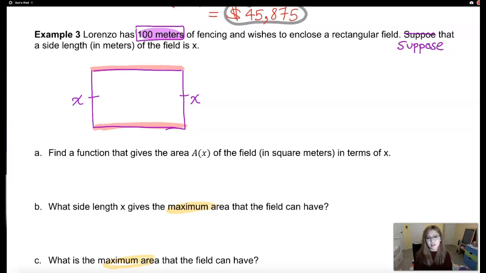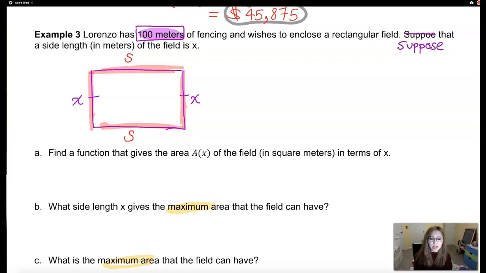So how about I temporarily call it something? My name is Sue, so I'm going to go ahead and call it S. I'll just call this side S for right now. If the top is S, the bottom is also S, right? Because it's a rectangle. Now, if Lorenzo has 100 meters, what we know is that if he's using all of his 100 meters, if we add up all these four sides, so if you go around, if you add x plus s plus s, that must equal 100 because that's how much he has, right?